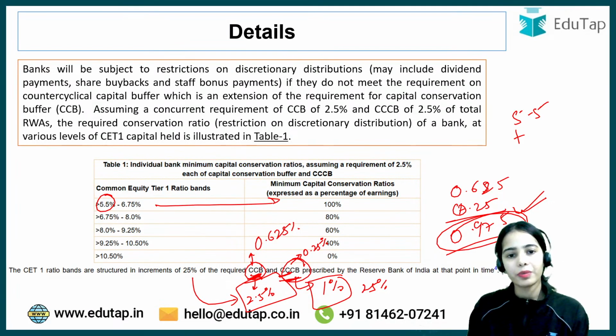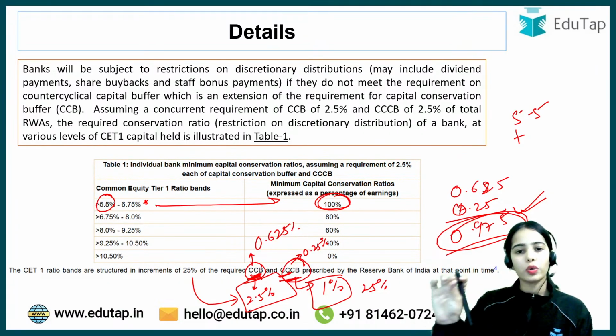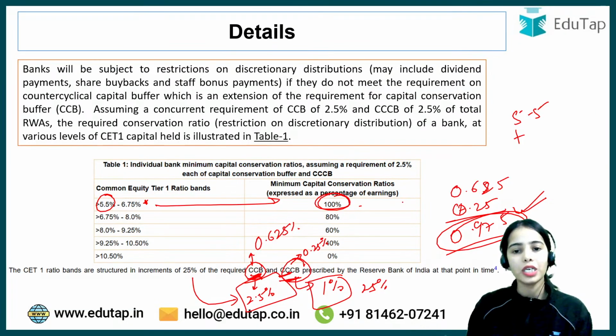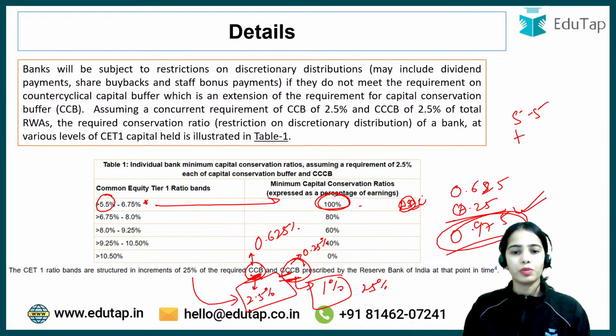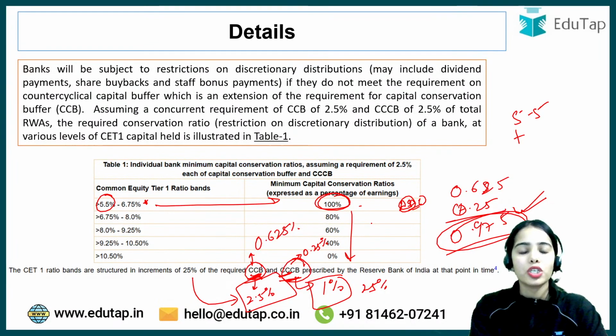Okay, and if the bank is within the range of the first tier, then 100% will be the restriction, and the discretionary distribution will be 0%, and so the range will remain like this. Okay, so this is the idea. I hope this is very much clear.